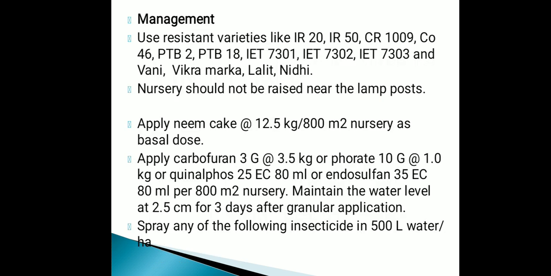So how to control: use resistant varieties like IR20, IR50, CR109, CO46, and then Nithi, Vani. These types of resistant varieties are cultivated in the croplands. The next method: a nursery should not be raised near the lamp posts. The next method is to apply neem cake. And the fourth one is to use some insecticides like carbofuran and endosulfan. Spray any one insecticide in 500 liters of water per hectare.